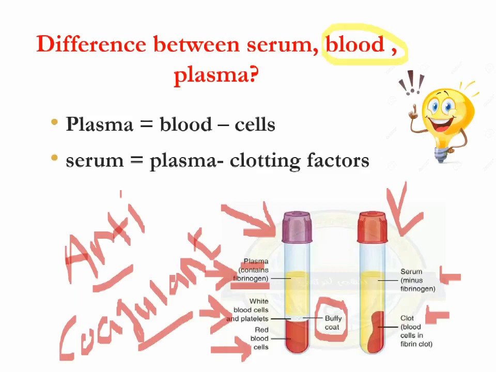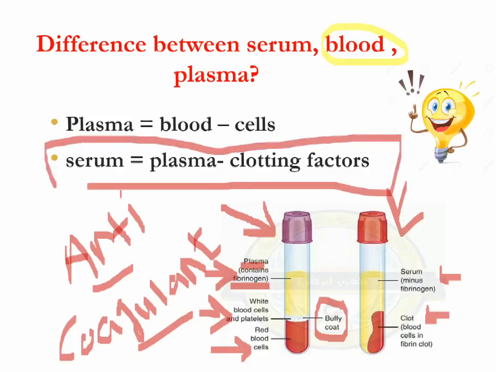So this is just for your knowledge, in order to understand how in the lab you can obtain a plasma from the blood or a serum from the blood. My main concern is that you know that the serum is the plasma minus clotting factors.